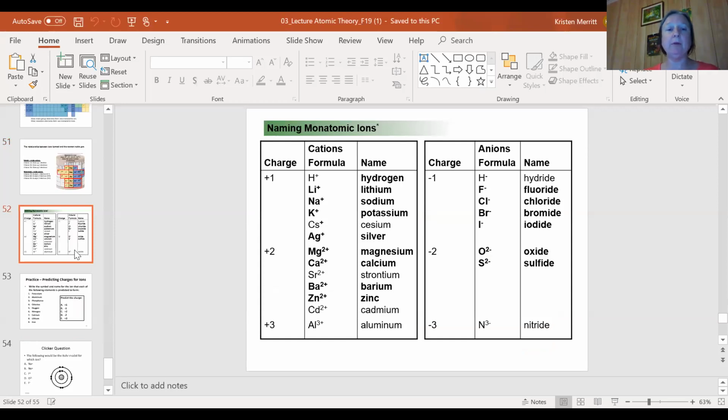Just a recap of ions. If it's an anion, we add the -ide ending, just like in naming a compound. But if it's a cation, we just say the name of it, and then we say ion or cation.